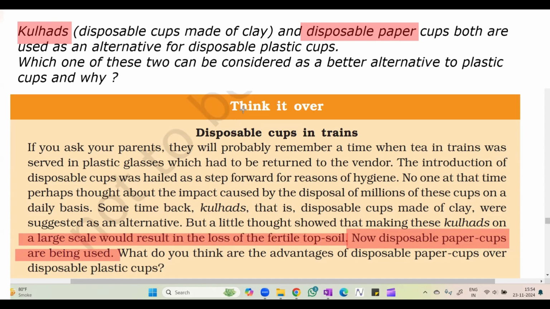So when given an option, we will choose the disposable paper cup, and we should write down the reasons for choosing this alternative. If we use cooler, then that results in, number one, loss of top fertile soil, and number two, the logistic problem: producing a large amount of coolers as per requirement cannot be met by any farmers or by any other means.